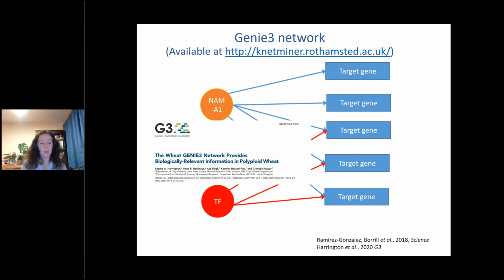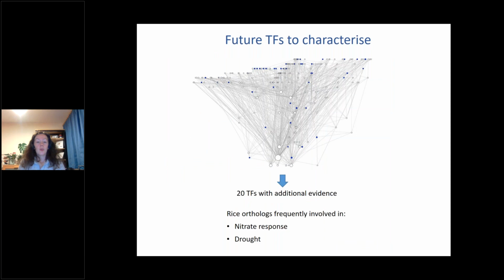And there's recently been a paper published by Sophie Harrington from Christopher Wawi's group in Norwich, where they looked at the Gene3 network and compared it to differentially expressed genes within knockout lines, and found that the Gene3 network is able to identify genes that seem to be downstream targets of specific transcription factors, increasing our confidence in the predictions made by this network. So using this information of expression data and the Gene3 network, we prioritized 20 transcription factors which had additional evidence.